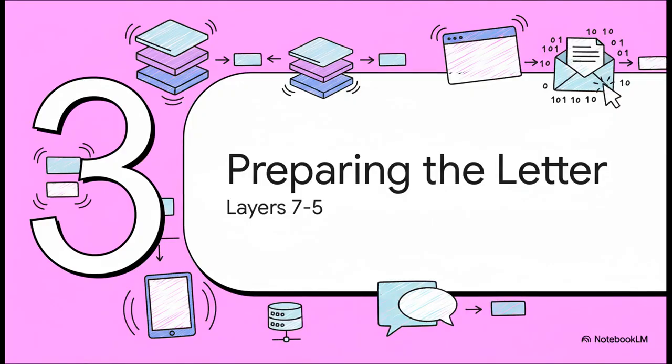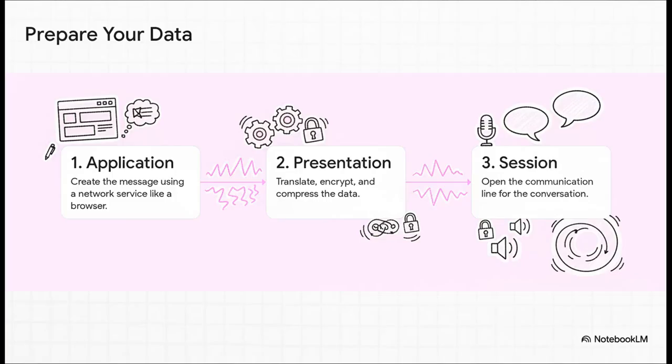All right, let's start with the very first part of the journey, preparing your digital letter. This is where the top 3 layers of the OSI model come in. These are the ones that are closest to you, the user. So, these first 3 layers are all about getting your message ready to go. The application layer is where you create it. The presentation layer gets it into the right format and makes it secure. And the session layer, well, it opens the line of communication. Let's break down what each one actually does.